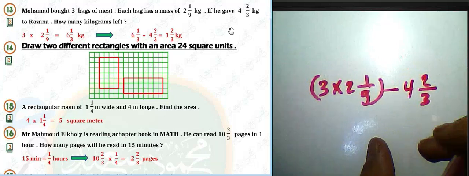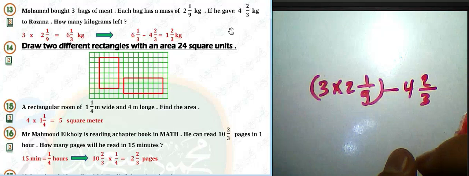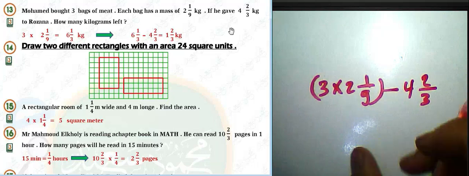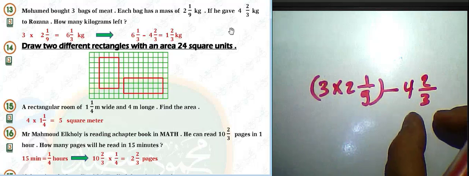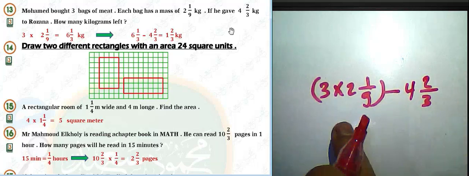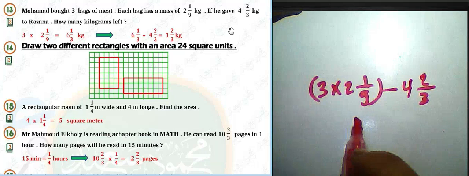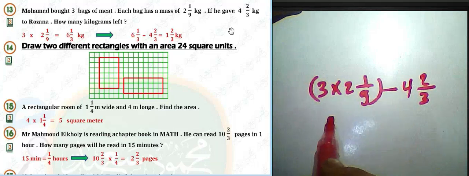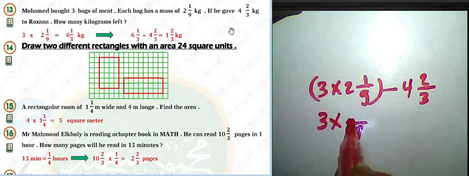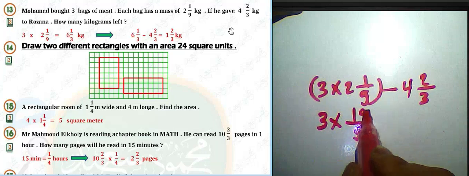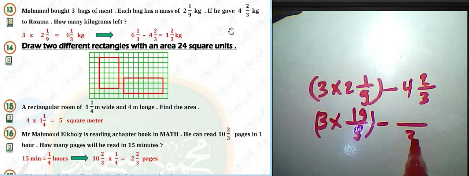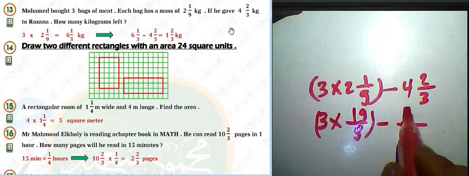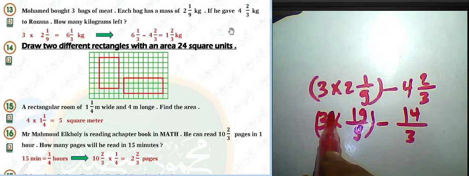And in this question he asked how many kilograms are left. It means the difference between the total weight and the weight given to Rosanna. We can find the result here. To convert this number, first write 9 here. See, 2 times 9, 18 plus 1 equals 19. Subtract this number, 3 times 4, 12, 12 plus 2 equals 14. 3 divided by 3, 1, 9 divided by 3 equals 3.